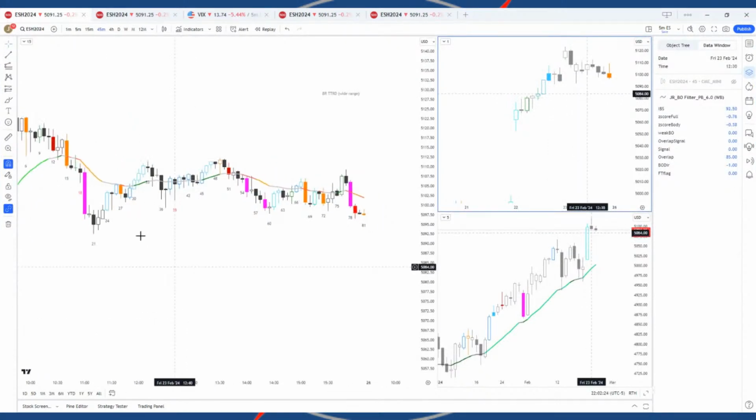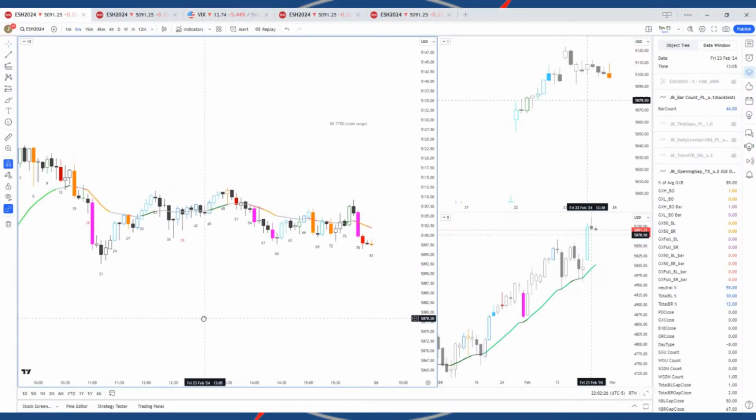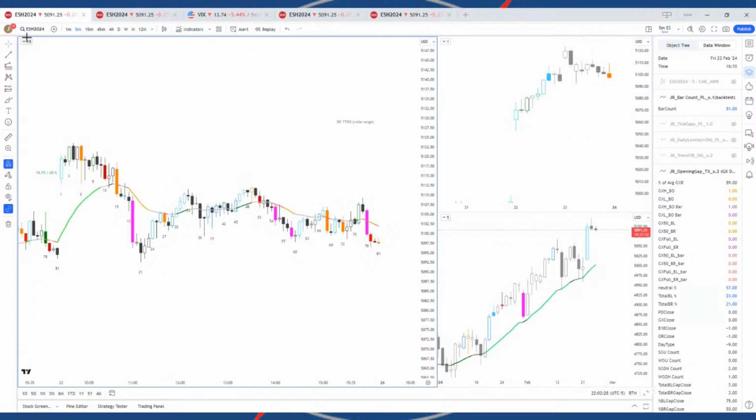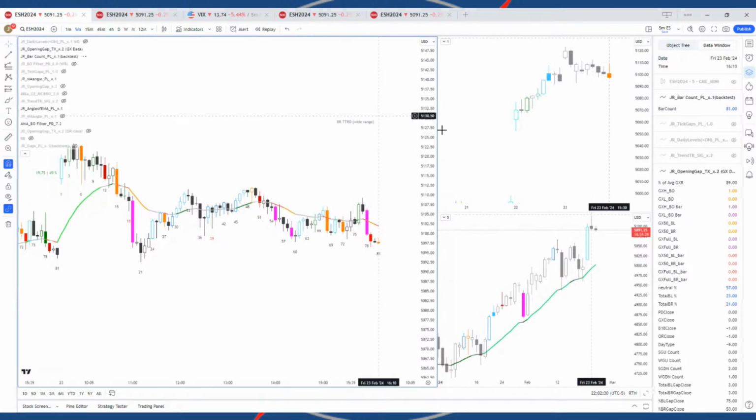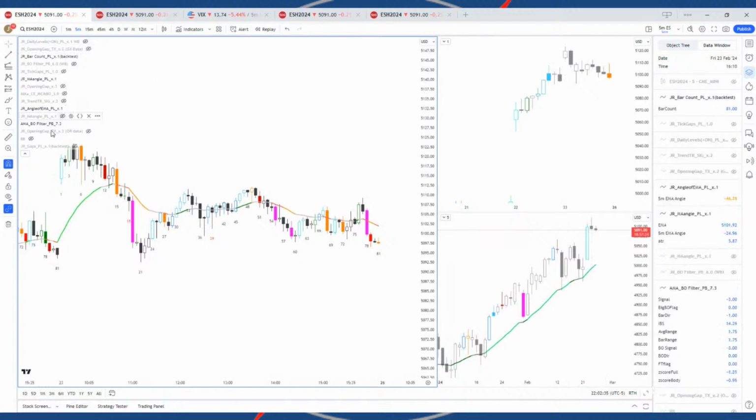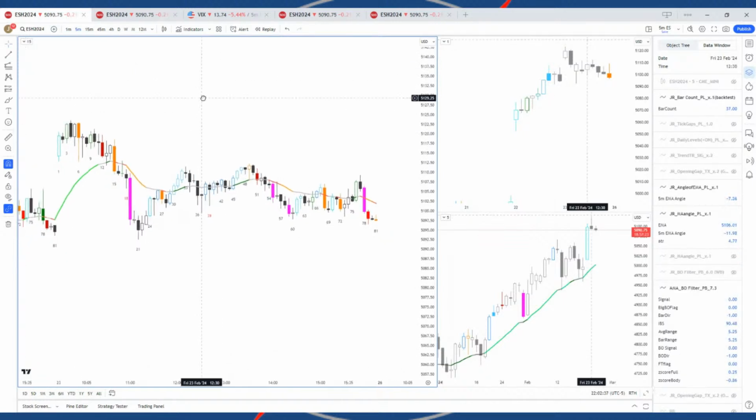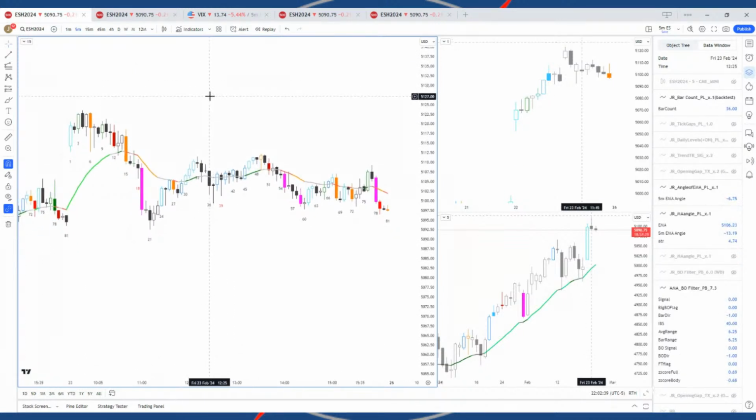So this is Friday's trade. I'll turn that off. This is the day type algorithm you see here, which we do not need right now. All right, we can turn this off.